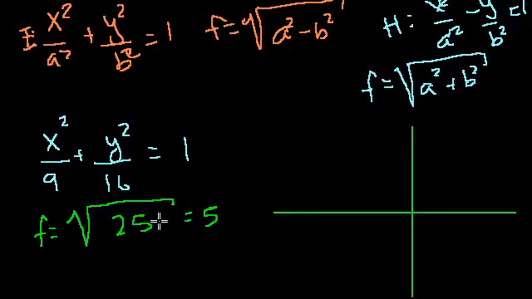Oh, sorry, this shouldn't be a plus. We're doing it with a hyperbola. That should be a minus. I don't want to confuse you. What I had written before with a plus would have been an ellipse. A minus is a hyperbola.